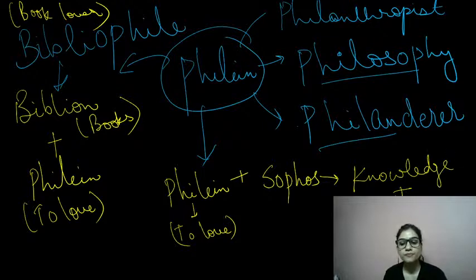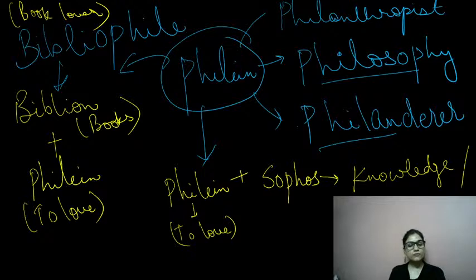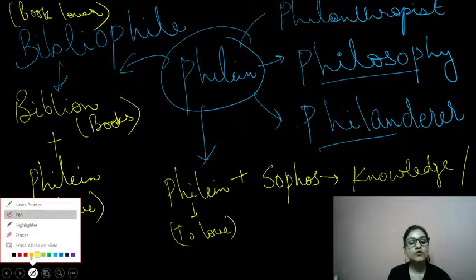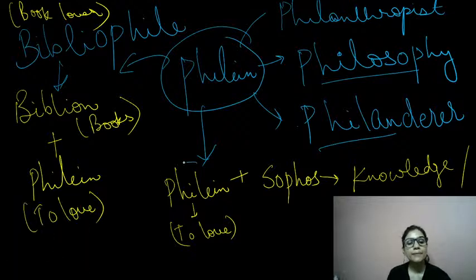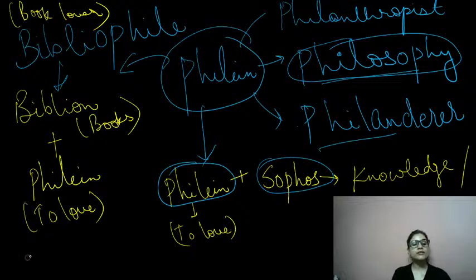Or wisdom, right? Let me put a slash here. Right? So, philein plus sophos is philosophy, right? If we combine these two word roots, what do we get? Philein plus sophos. Philein means to love and sophos means knowledge, right? So when I combine these two word roots, guys, what do I get? I get philosophy. This is the word I get, philosophy, right? So philosophy is nothing but the combination of philein plus sophos. The person who is a knowledge lover is a philosopher.